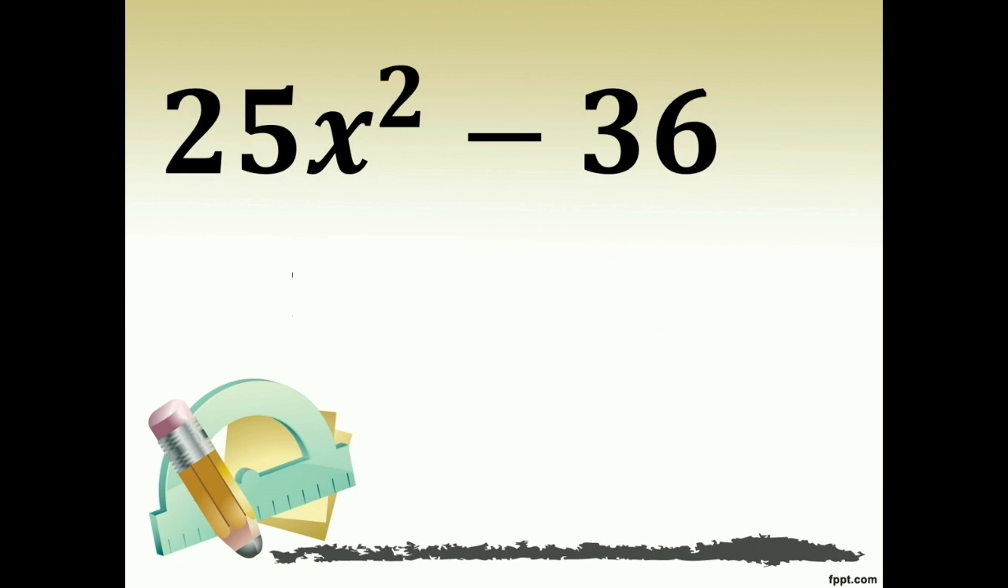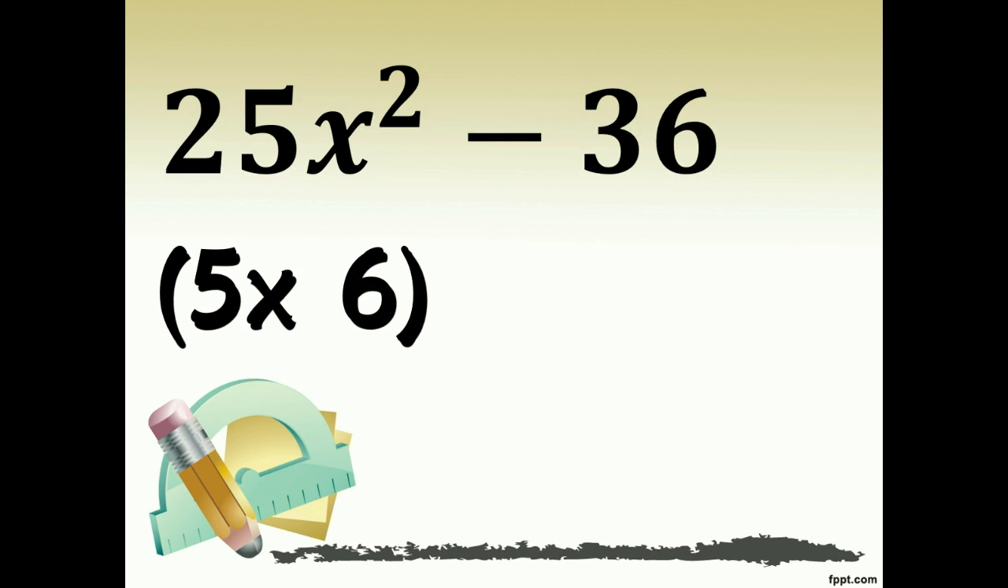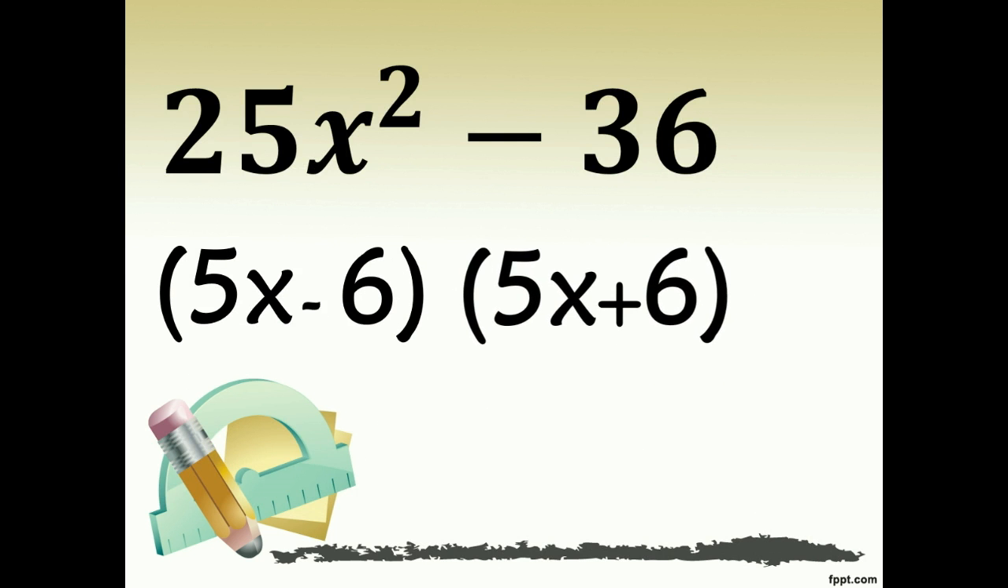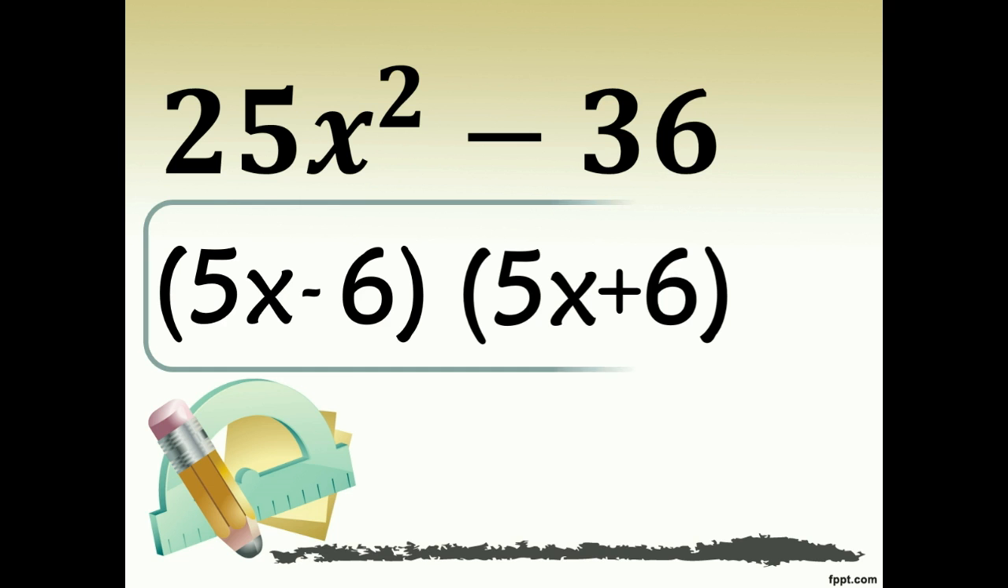Last, we have 25x squared minus 36. Square root of 25x squared is 5x. Square root of 36 is 6. Double, one is negative, one is positive. Final answer, 5x minus 6 times 5x plus 6.